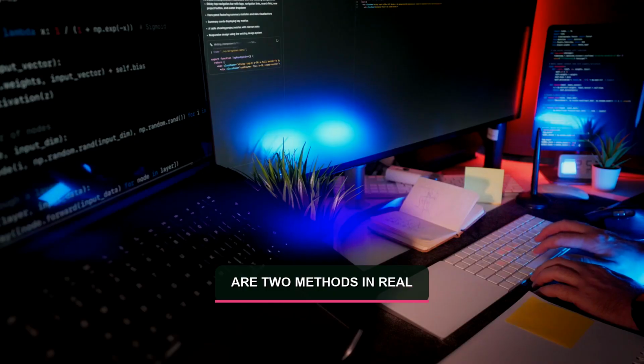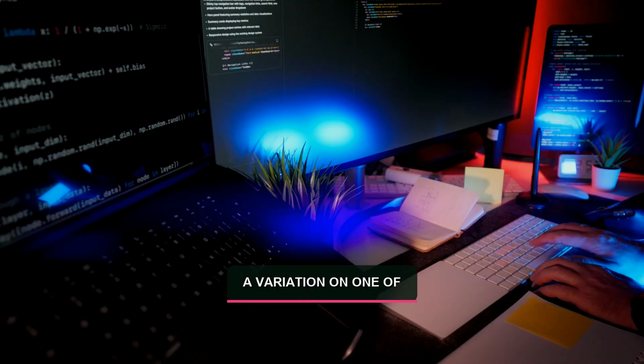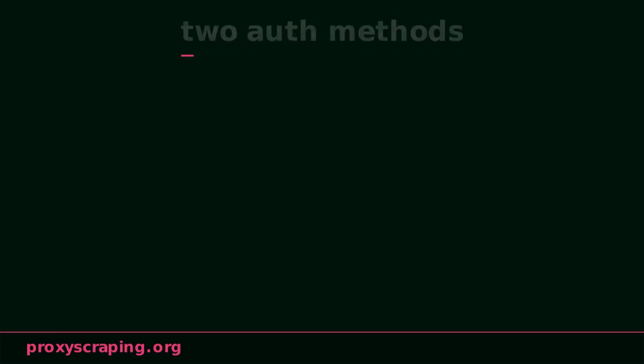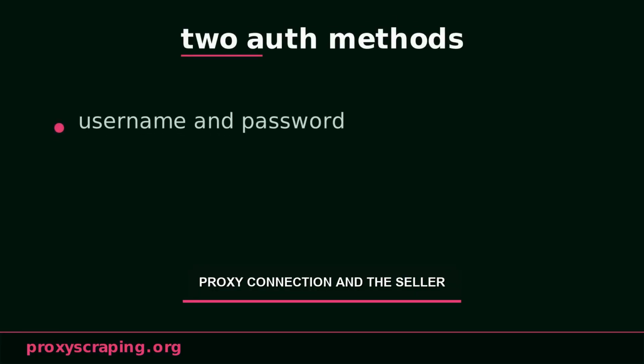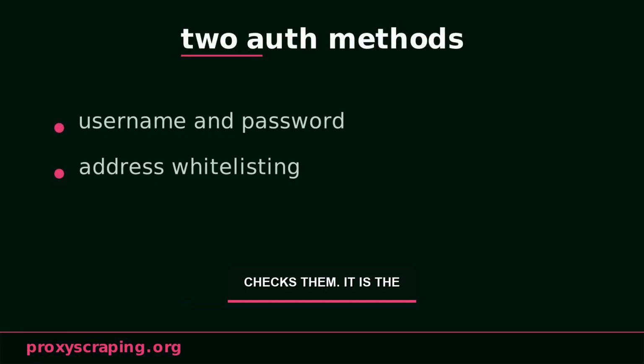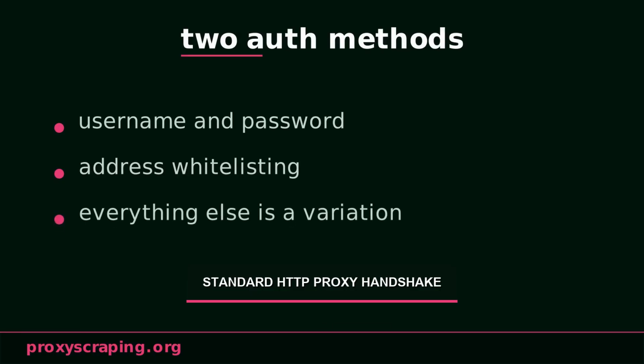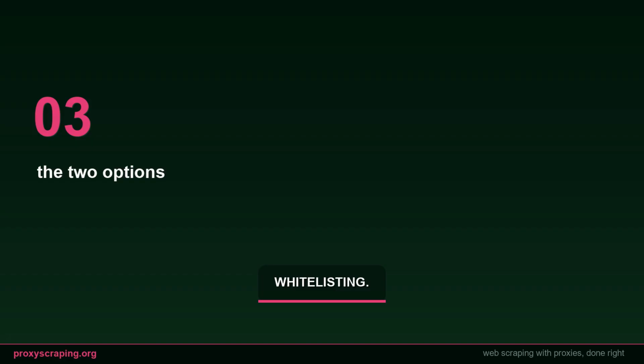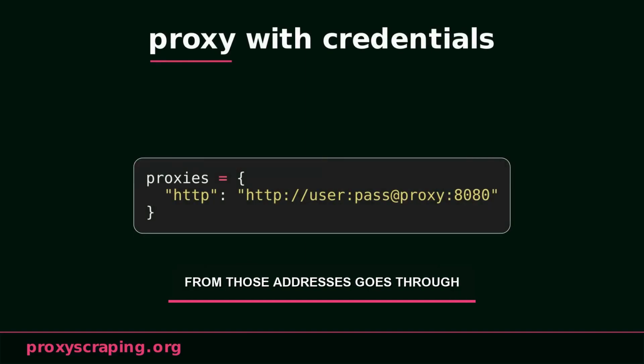There are two methods in real use, and everything else is a variation on one of them. The two options, username and password. You attach credentials to the proxy connection and the seller checks them. It is the standard HTTP proxy handshake, and every client library has somewhere to put it. Address whitelisting. You tell the seller which source addresses are allowed to use your proxy, and traffic from those addresses goes through with no credentials at all.